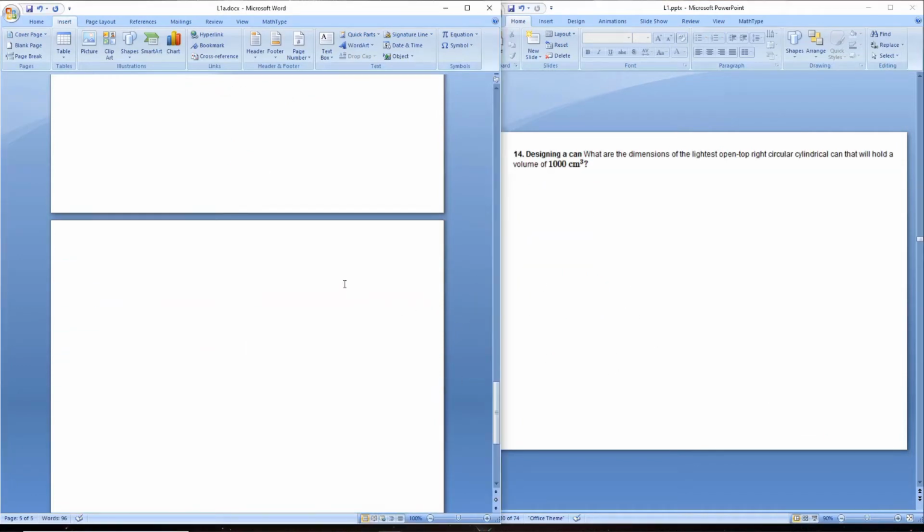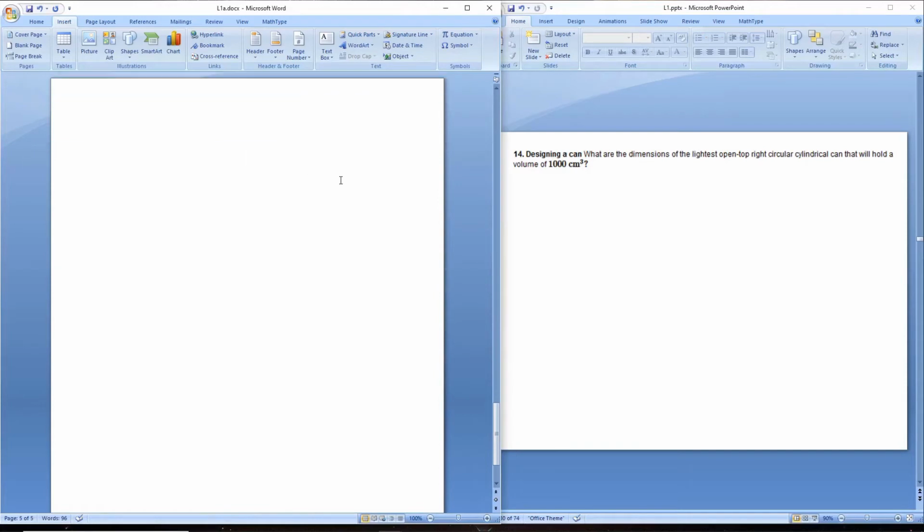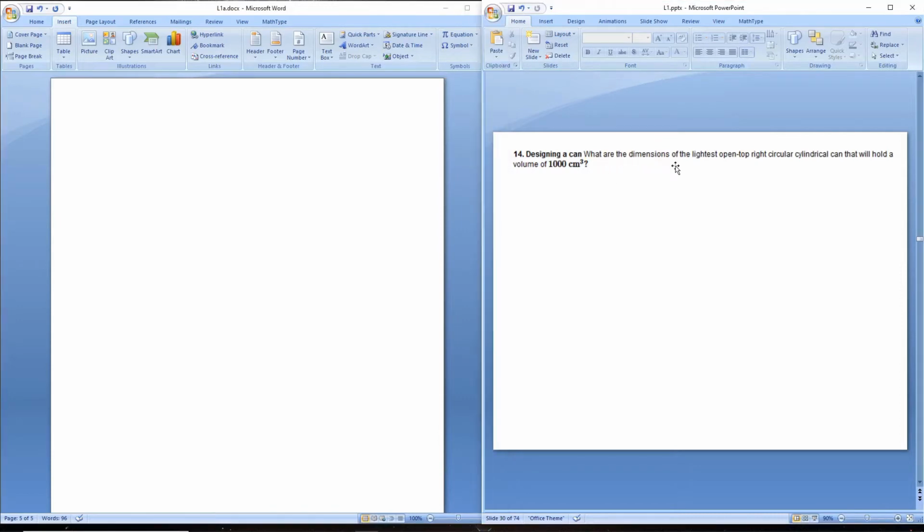This one's called designing a can, like a soda can. And it says, what are the dimensions of the lightest, and lightest here is going to be the least amount of area. I'll talk about that in a moment. An open top, so there's no top. Right circular cylindrical, so it's like a soda can. And we want to hold a volume of 1,000 cubic meters.